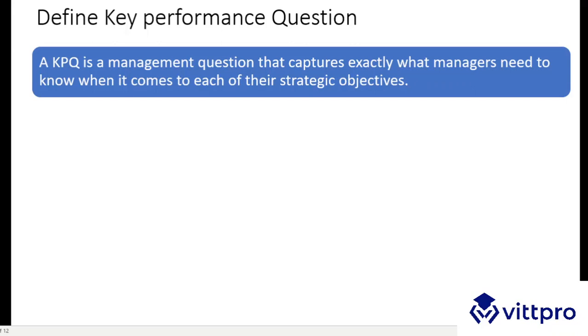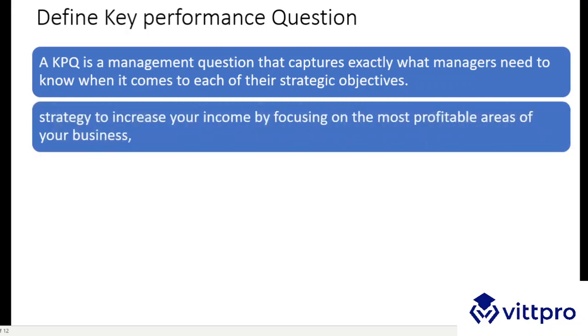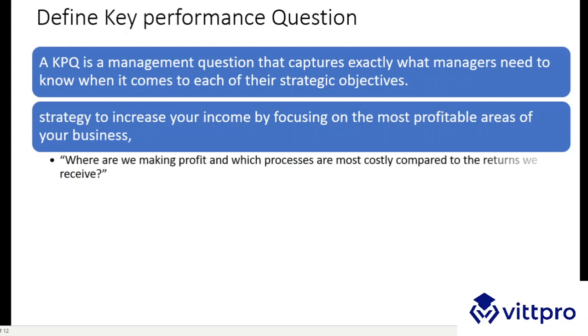So for example, maybe your goal is to have the best customer service, right? So your key performance question could be: how happy are my customers with me? That may be a question you are going to ask when you define the strategy. Let's say for example the strategy is to increase your income by focusing on the most profitable area of your business. Now the question is, where are we making the profit and which process is the most costly compared to the returns we receive? So that's the performance question.